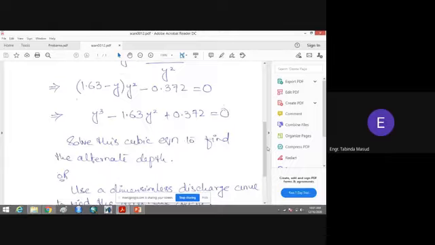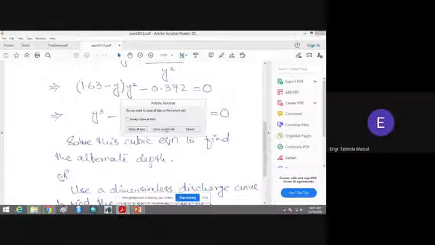You have to solve this cubic equation, but remember that the value of y you get must be greater than the given depth of the flow, that is 0.6 meter. You can solve this cubic equation, or you can use the dimensionless discharge curve. It is up to you, but you have to tell me the value for the depth of the flow in our next class, inshallah.